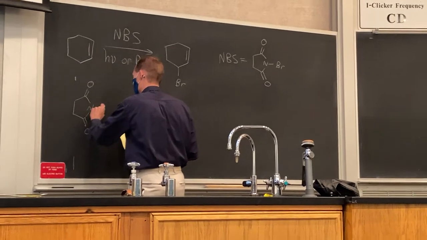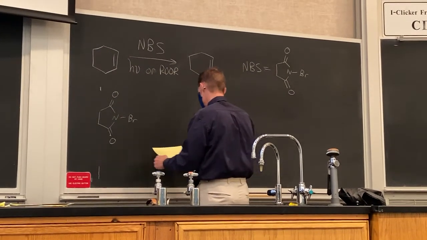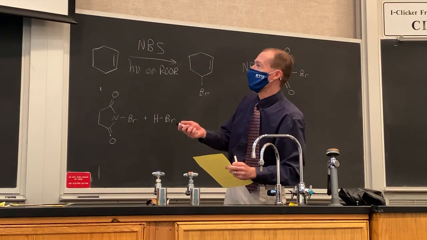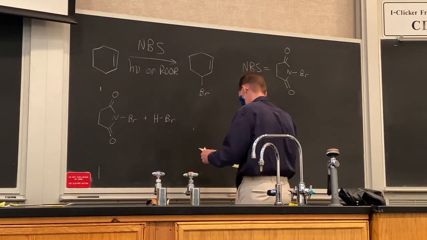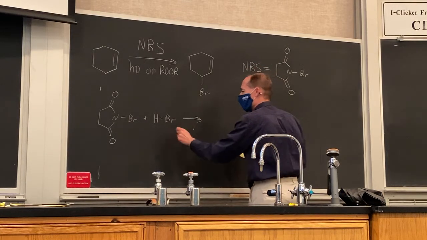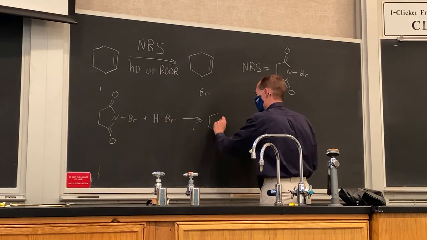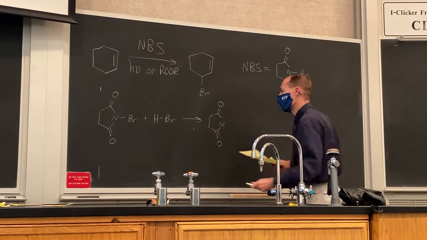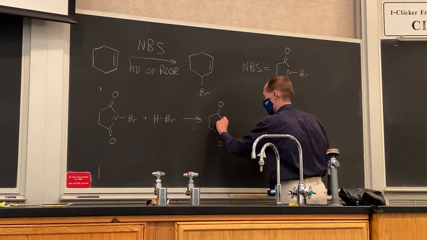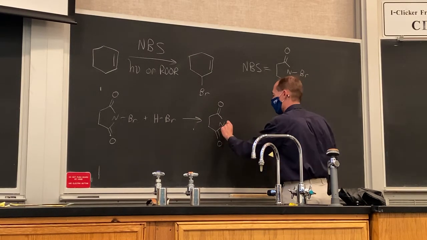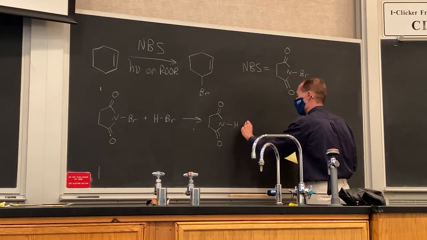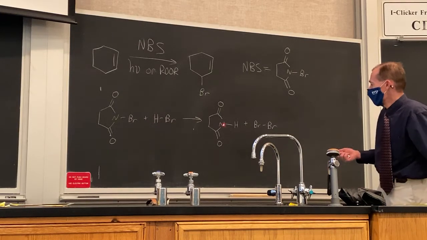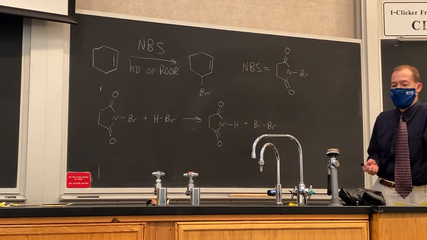So the NBS is going to react with HBr. And remember that HBr is formed in the first of our two propagation steps. And we have a substitution process. We're not going to draw a mechanism for it because there's more than one possible mechanism, and we don't really need to know that mechanism to understand the allylic bromination reaction. But what happens is HBr reacts with NBS to give succinimide and bromine, or Br2.